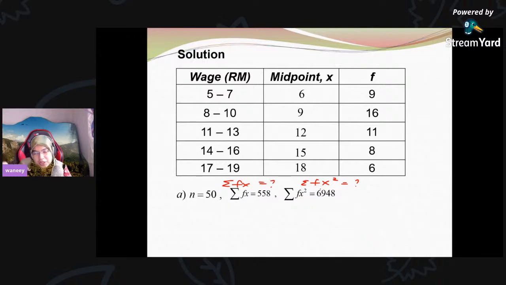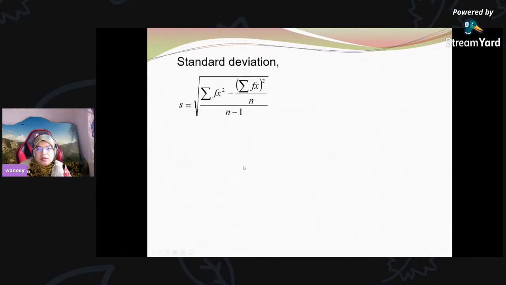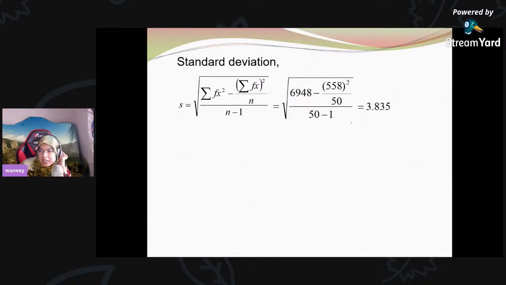So now substitute everything into the formula for the standard deviation. Make sure to write down the square root. Okay, so the square root of summation fx square minus summation for fx square over n, over n minus 1. So the square root of 6948 minus 558 square over 50, over 49. So the standard deviation is 3.835. So that is the standard deviation.